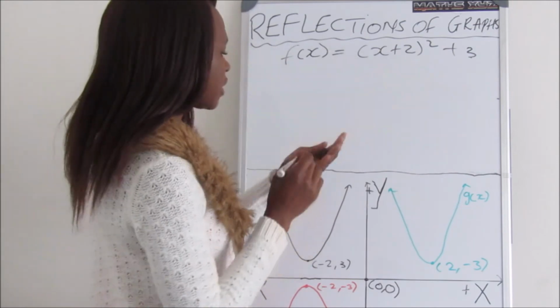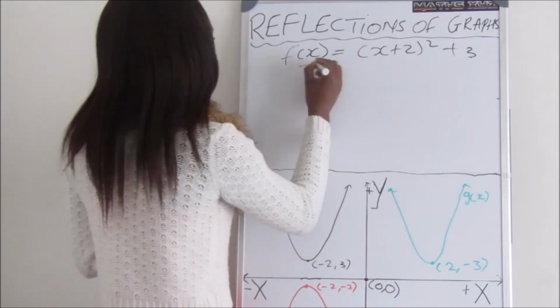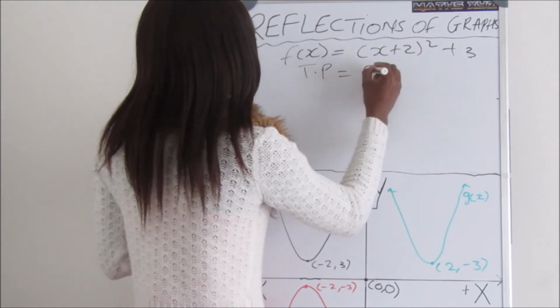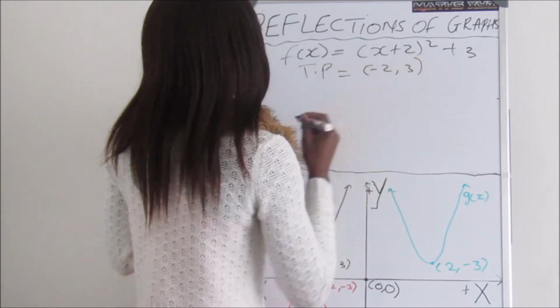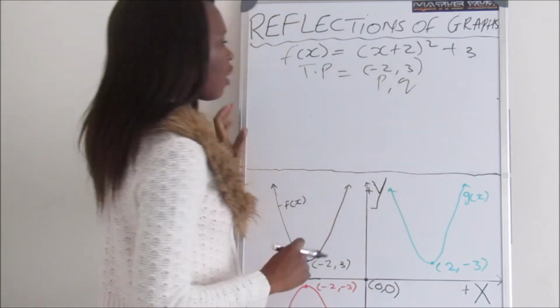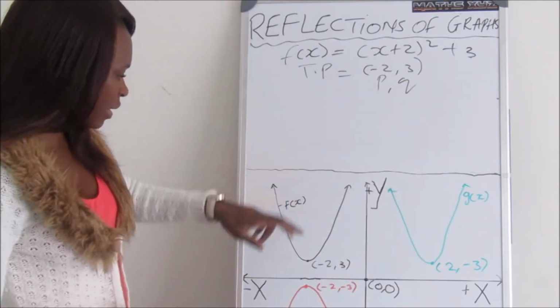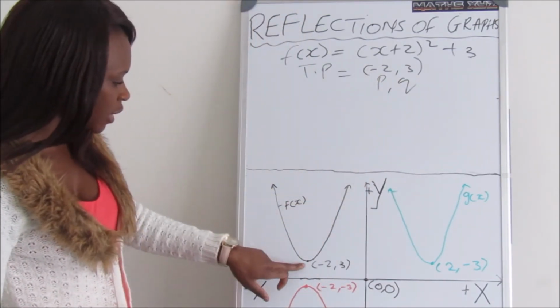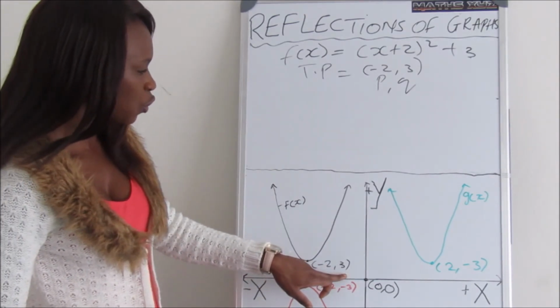From this graph, we can see that the coordinate of our turning point will be (-2, 3). So this is our p, and this one is our q. From this graph, the graph of f at x, this is what I drew here, the turning point is at (-2, 3).